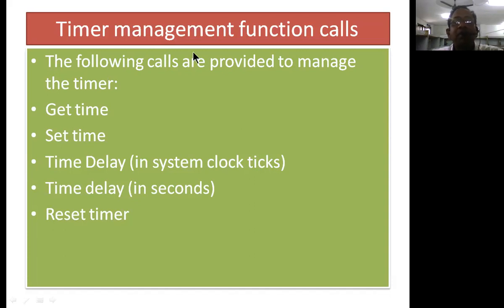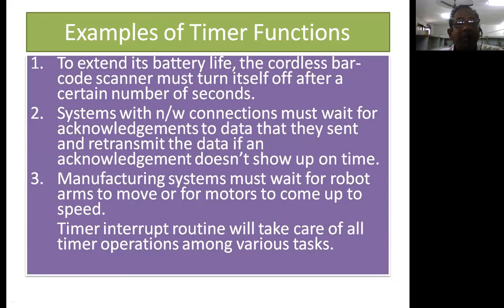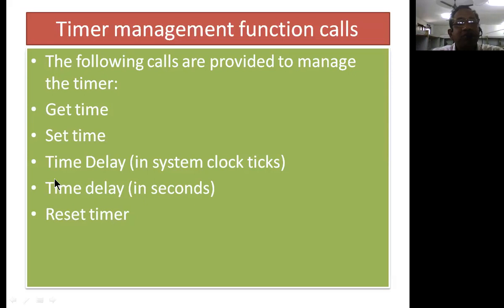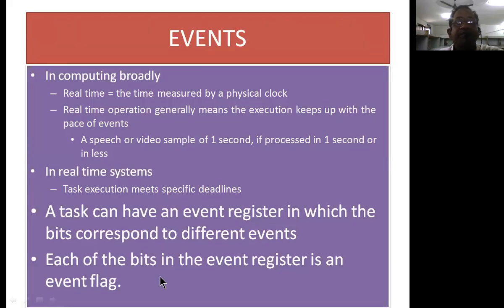So what are the timer management functions? Function calls known as get time, set time, and time delay. Just now we discussed time delay in data communications and time delay in the manufacturing industry. Set time is setting time for delays. Get time is getting the time for doing the operations. The next is reset timer, so it should be in a position to reset the timer also. These are all the various timer management functions.